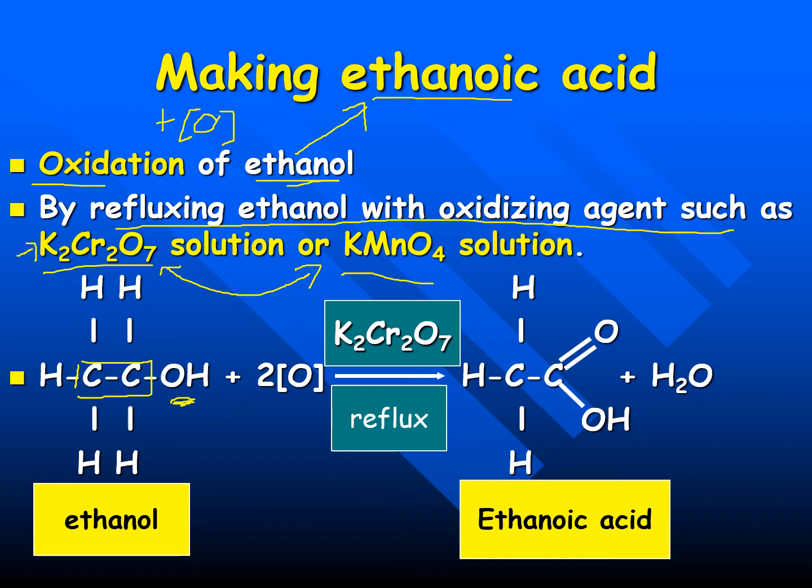Okay, potassium dichromate ialah bahan yang kita tak tambah potassium dichromate ya. Potassium dichromate ialah agent yang mengeluarkan oksigen. That's why kita boleh letak di atas anak panah, atas equation ni untuk bagi tahu this is the sort of catalyst to produce oxygen. Here, the oxygen. Using reflux method, and you are going to produce ethanoic acid.